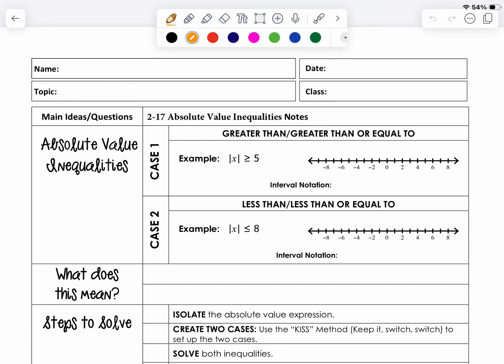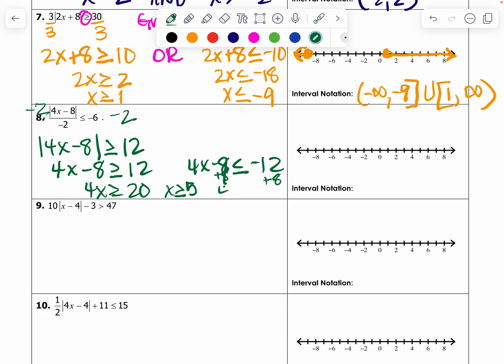Here we add the 8. 4x is less than or equal to negative 4. X is less than or equal to negative 1. Now remember, because when we isolated the absolute value, that flipped this, right? So it started out as an and, but once we isolated it, it became an or, which is why we're split like this. So I go negative 1 less than or equal to, and 5 greater than or equal to.